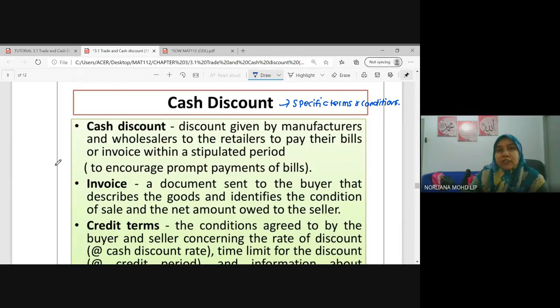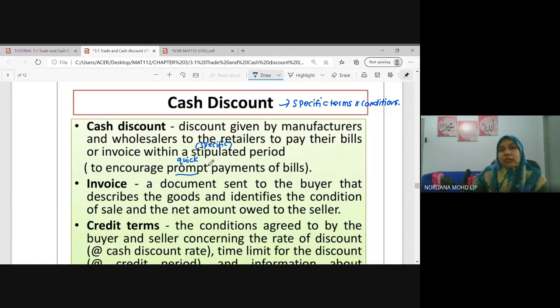Okay, the cash discount. A discount given by manufacturers and wholesalers to retailers to pay their bills or invoices within a stipulated period. Stipulated means a specific period. It is to encourage the prompt payment of bills. Prompt payment means quick payment, untuk bayar cepat.